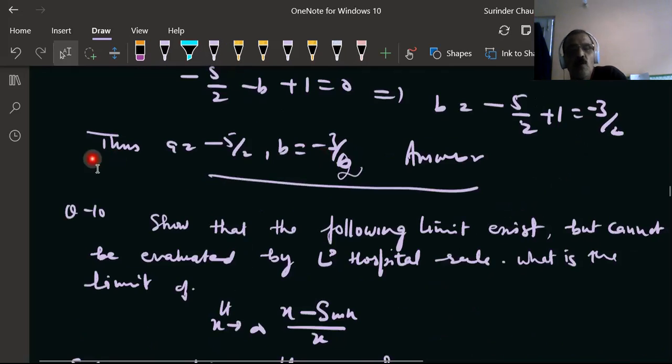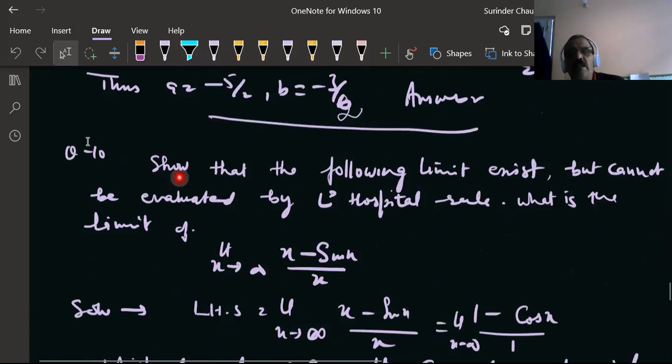Another problem: show that the following limit exists but cannot be calculated by L'Hopital rule. What is the limit of this? Show that this limit exists.